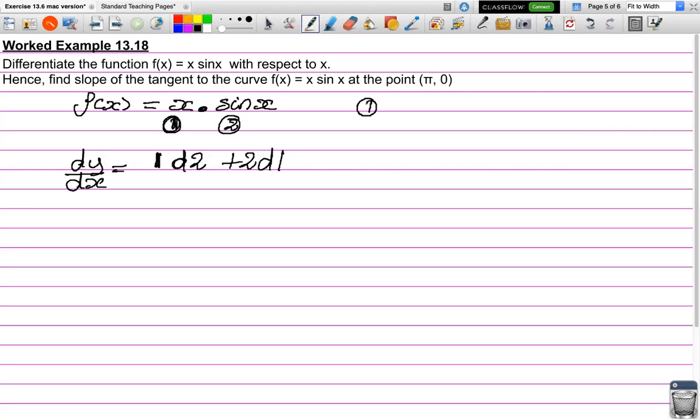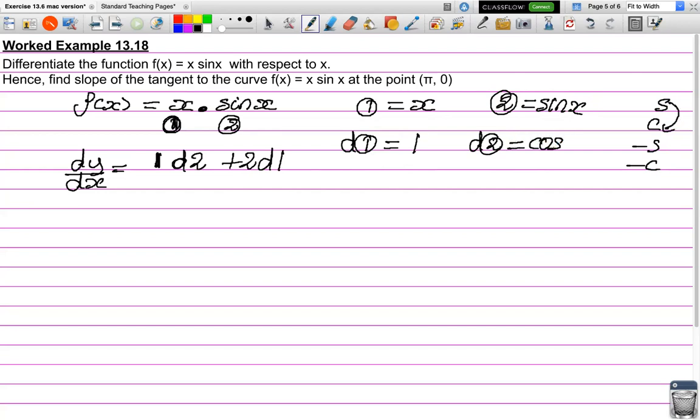The first function is equal to x. The differential of the first function, therefore, will be equal to 1. The second function is equal to sine x. So over here, sine, cos, minus sine, minus cos. So therefore, the differential of the second function, sine to cos, is cos x. So all we have to do now is work it out.